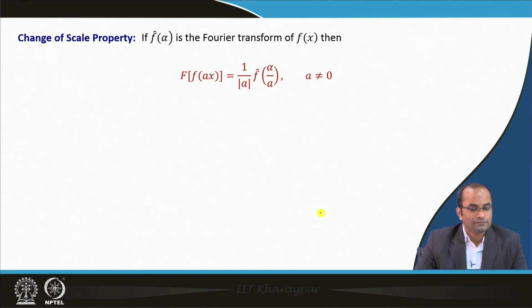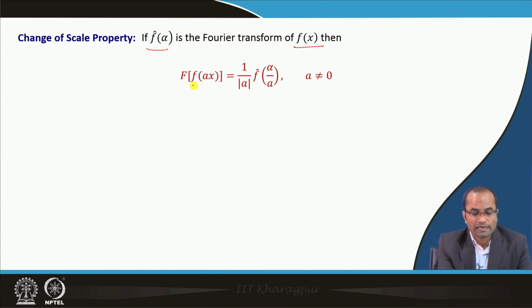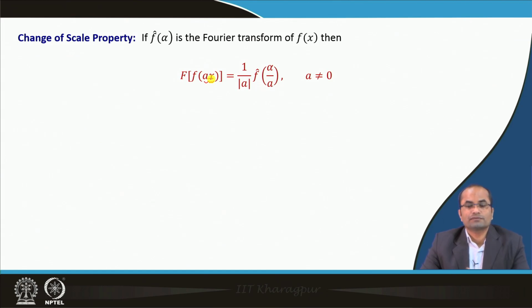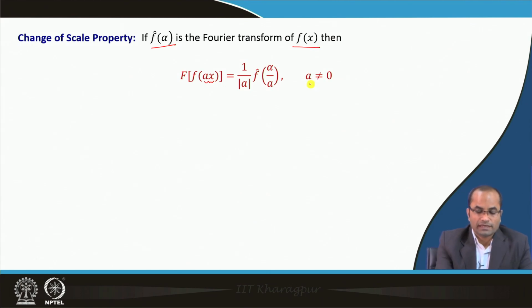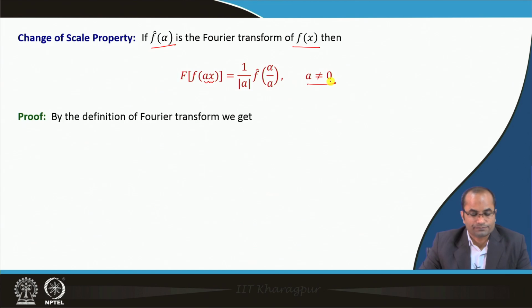So, the next one we have is the change of scale property. So, if f hat is the Fourier transform of f as per our standard notation, then consider the Fourier transform of f of a x. That is what is called the scaling property. We have instead of x now a x. So, what will be the Fourier transform of f of a x in terms of f hat, which is the Fourier transform of the function f, and here a is naturally a non-zero number.